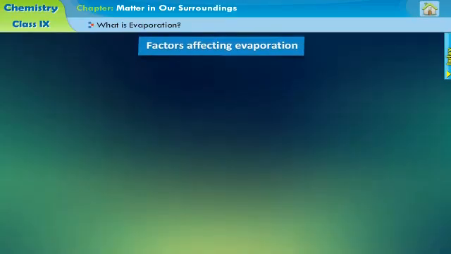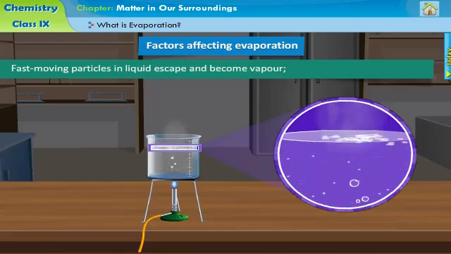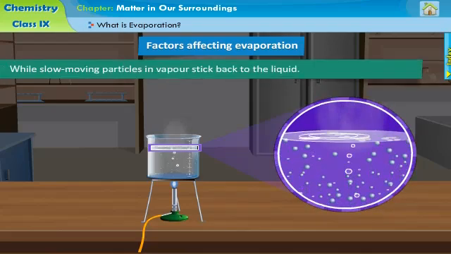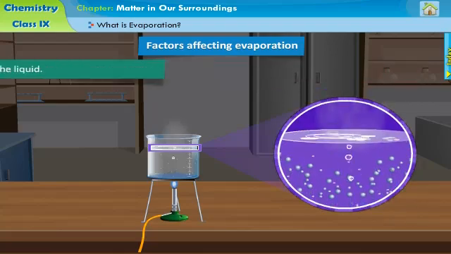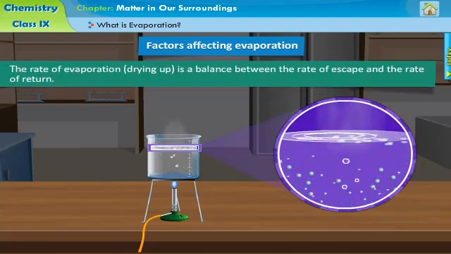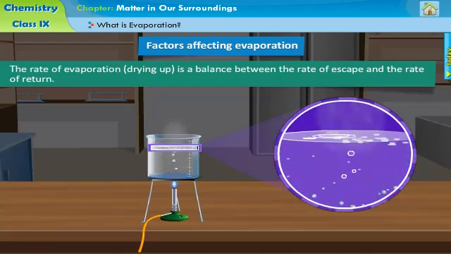Let's understand factors affecting evaporation. Fast-moving particles in liquid escape and become vapor, while slow-moving particles in vapor stick back to the liquid. The rate of evaporation, drying up, is a balance between the rate of escape and the rate of return.